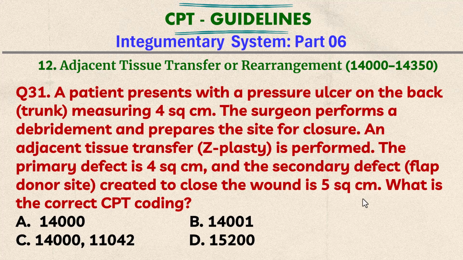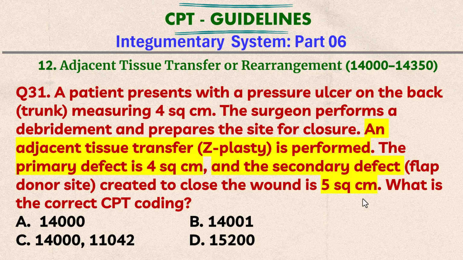Question number 31. This is the continuation of previous parts. A patient presents with a pressure ulcer on the back, that is trunk, measuring 4 square centimeters. The surgeon performs a debridement and prepares the site for closure. An adjacent tissue transfer, Z-plasty, is performed. The primary defect is 4 square centimeters and the secondary defect, that is the flap donor site created to close the wound, is 5 square centimeters. What is the correct CPT coding? So there are 4 codes available. Take your CPT code book and find the answer.